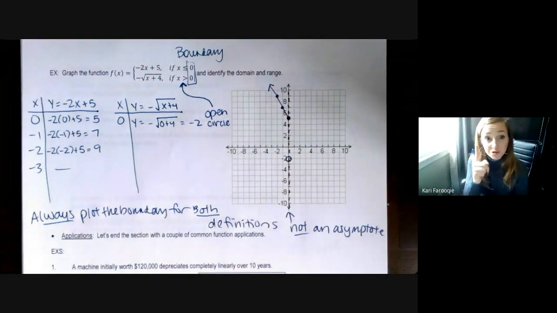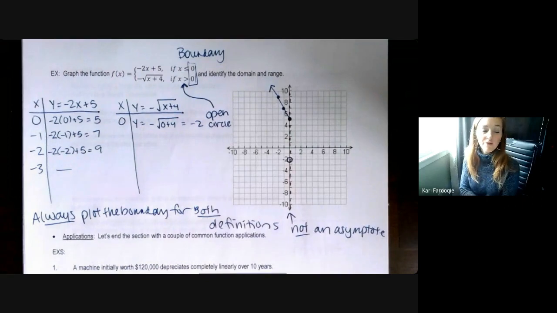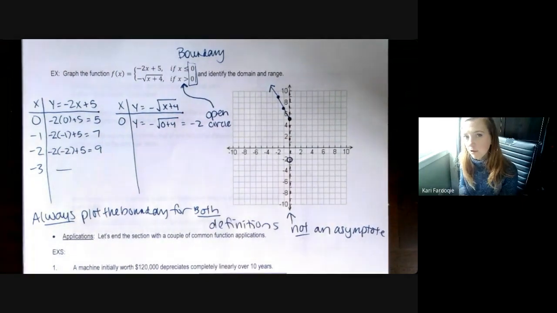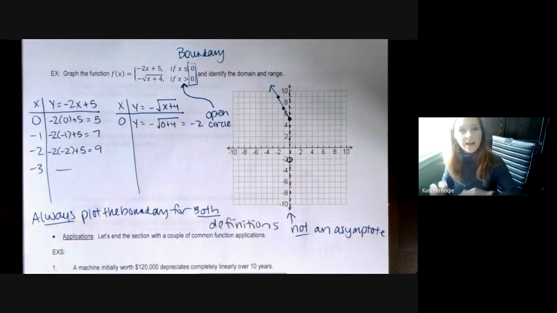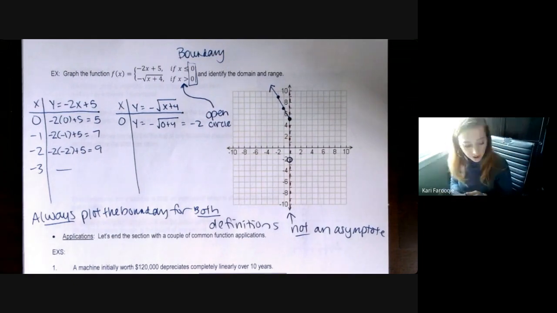If I close the circle, my function would fail the vertical line test. If I leave it open, it says that my function doesn't actually exist here. It's just going to guide the direction of the graph. I can't see your faces to see if you're like, yeah, this makes sense, or if you're like, what the heck is happening here with this open circle? So we do what we can.